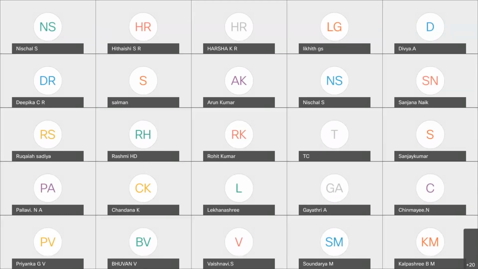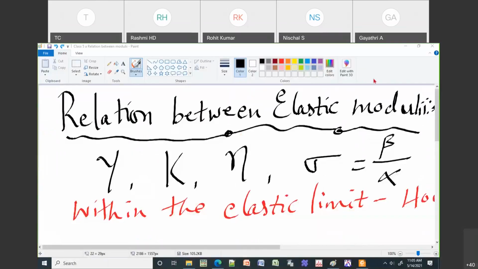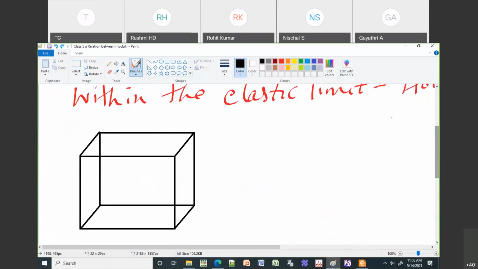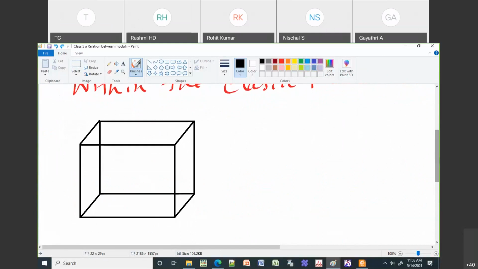In today's class, we'll learn the relation between Young's modulus, rigidity modulus, bulk modulus, and Poisson's ratio. By considering one of your materials, for example, we'll take a material like stainless steel in the form of a cube. So this is a cube.